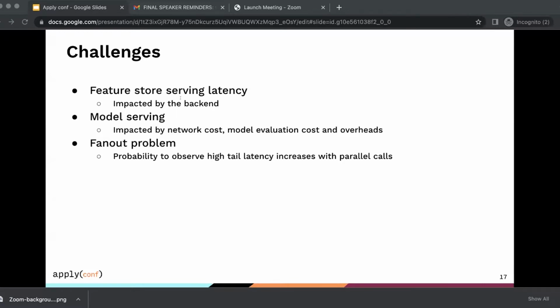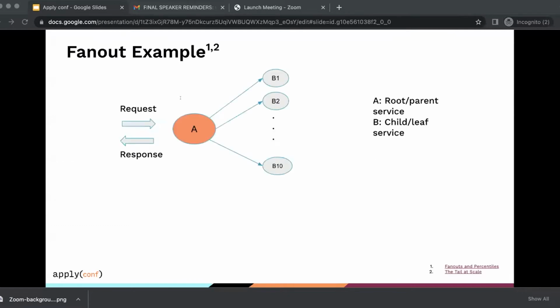Now, the second problem we have is a fan-out problem, which I highlighted: one call may translate to n calls to feature stores and model servers. This actually leads to an increased probability of experiencing higher latency, which I'll illustrate in the coming slides. I also want to highlight the cited articles that helped us gain a better understanding of these concepts.